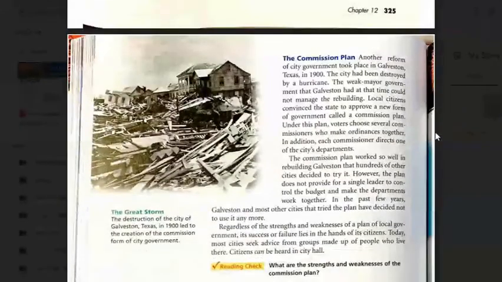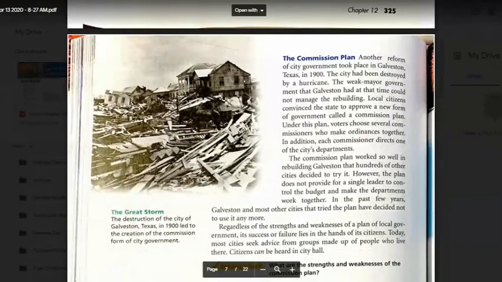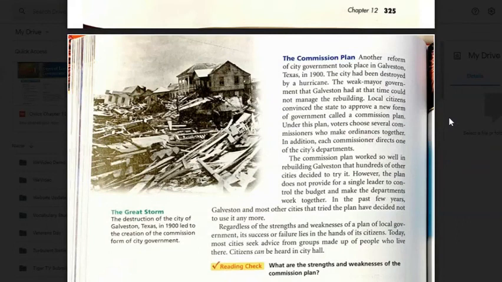The commission plan, another reform of city government, took place in Galveston, Texas in 1900. The city had been destroyed by a hurricane. The weak mayor government that Galveston had at the time could not manage the rebuilding. Local citizens convinced the state to approve a new form of government called a commission plan. Under this plan, voters choose several commissioners who make ordinances together. In addition, each commissioner directs one of the city's departments.